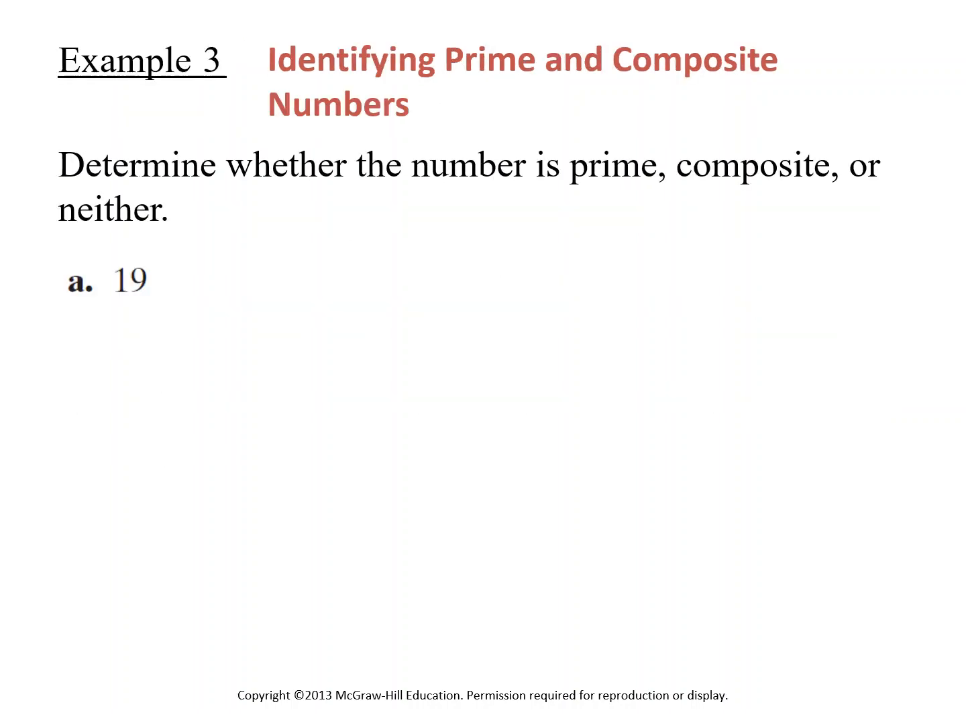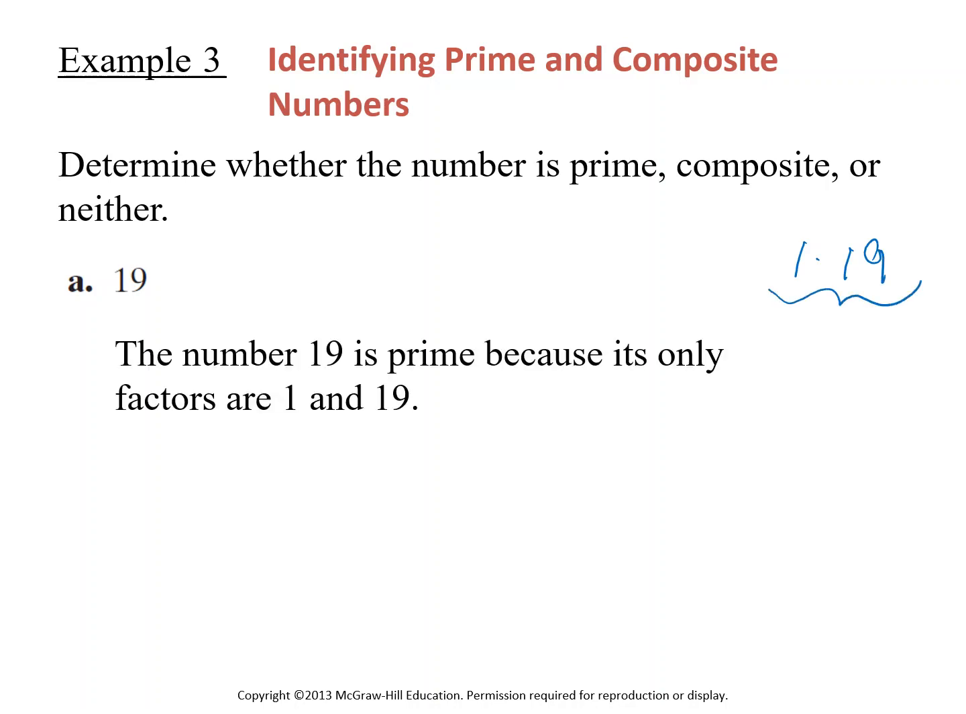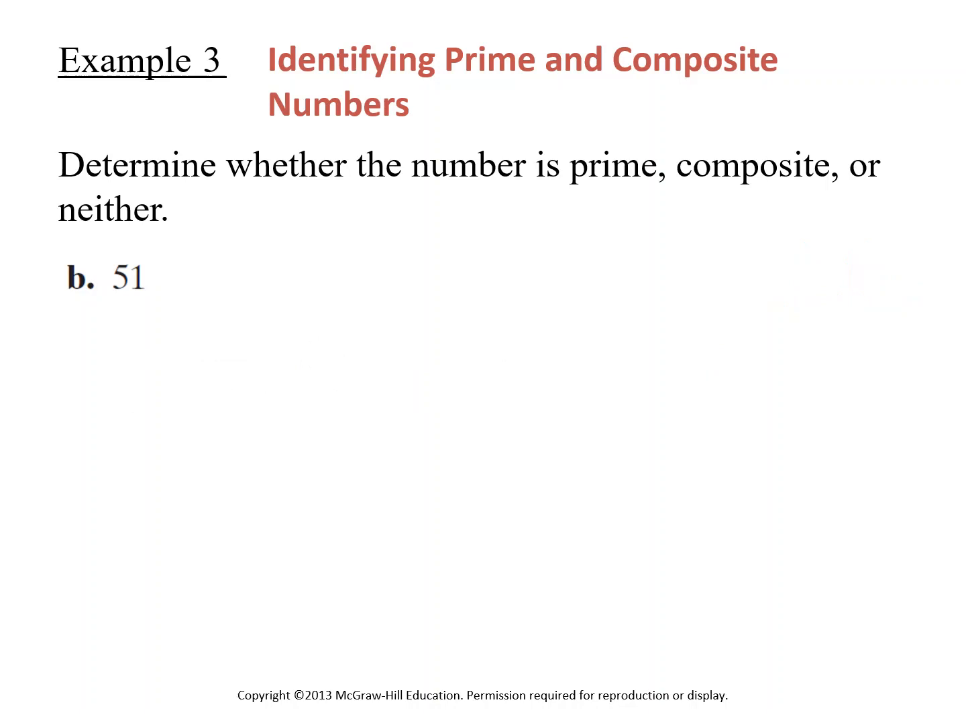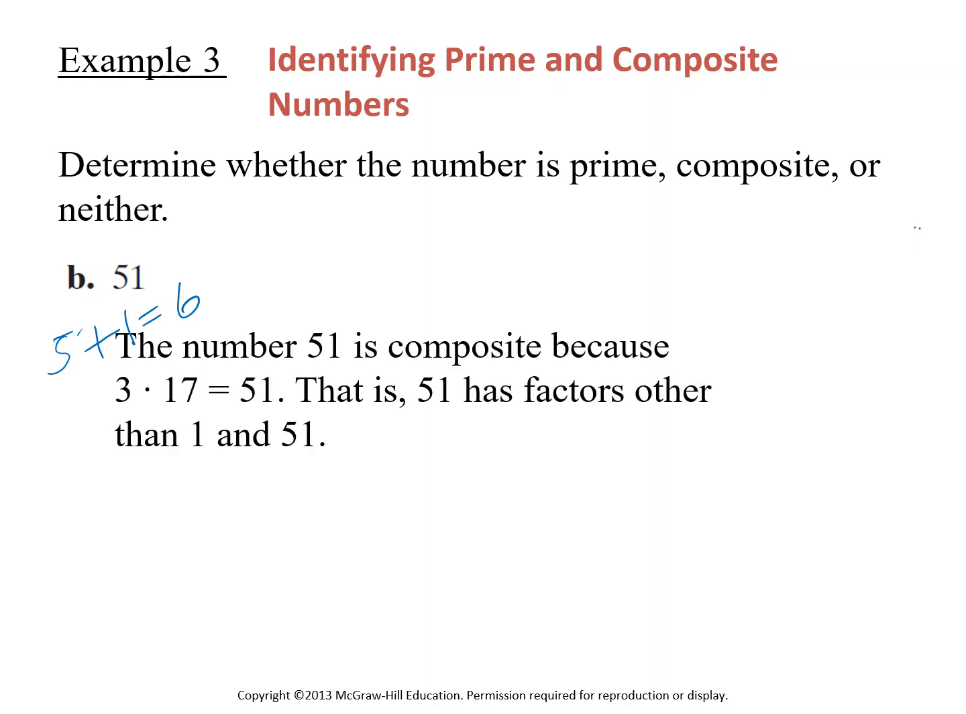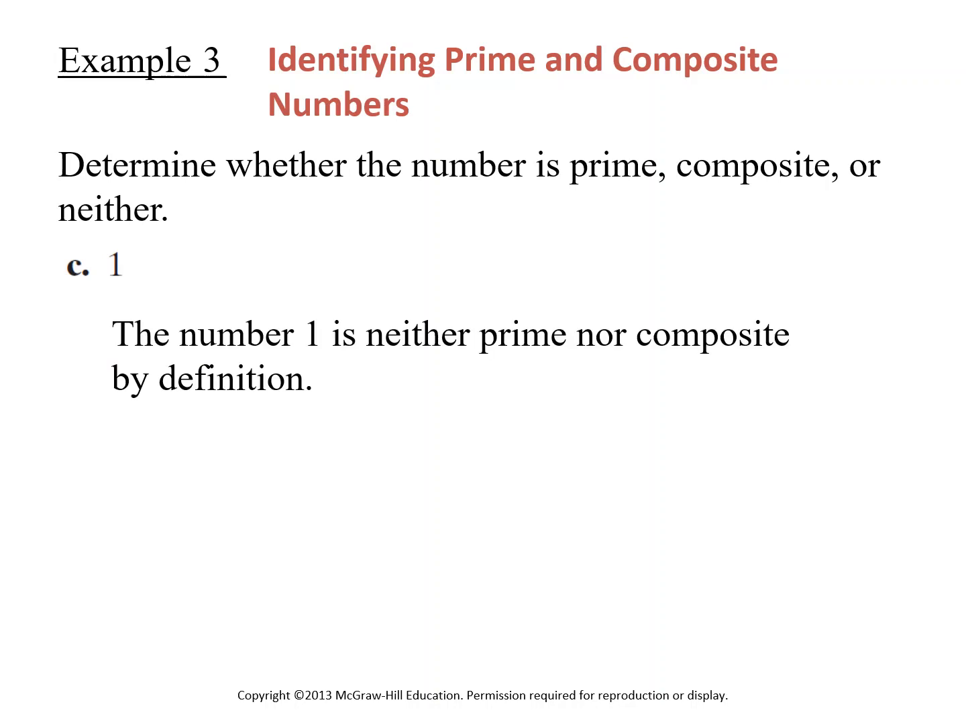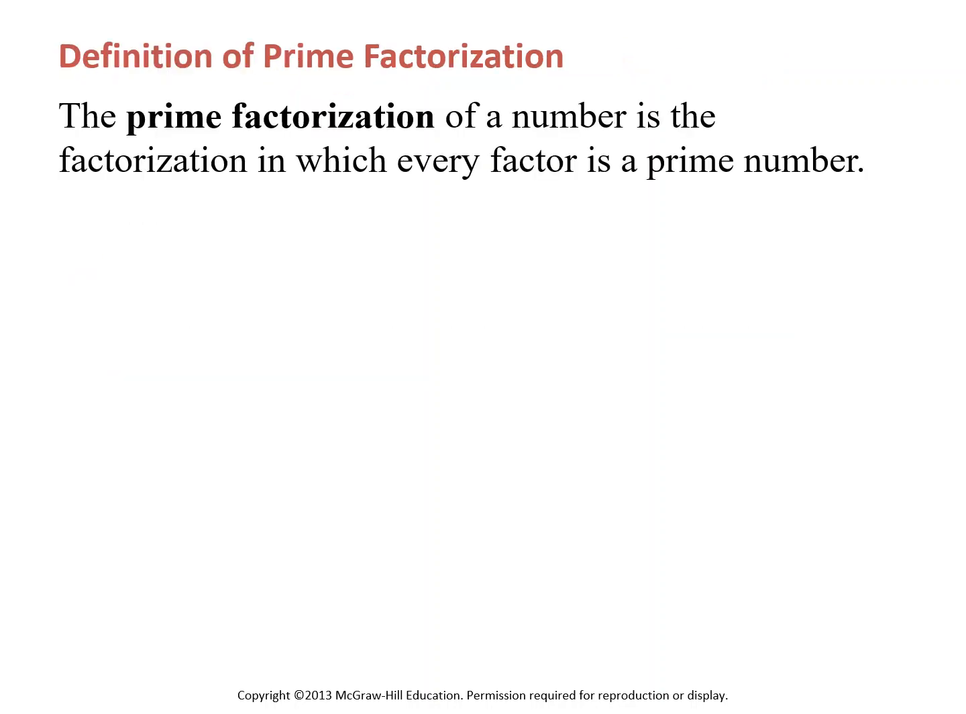So if we look at the factors of 19, the only way we can get 19 is to multiply 1 times 19, and that makes it a prime number. The number 51, in addition to 1 times 51, I know this is divisible by 3 because when I add 5 plus 1 and get 6, it makes the number divisible by 3. 3 times 17 is 51. So in addition to 1 and 51, this number has 3 and 17 as factors, making it a composite number. 1, by definition, is neither prime nor composite.